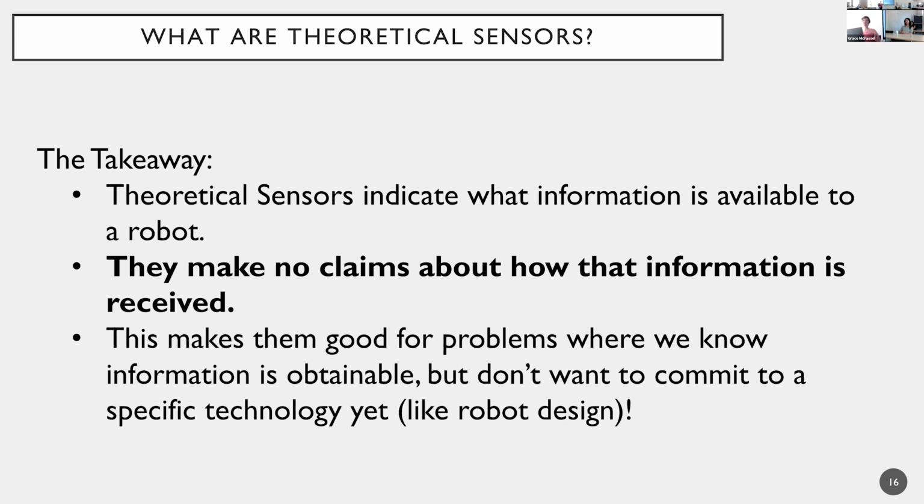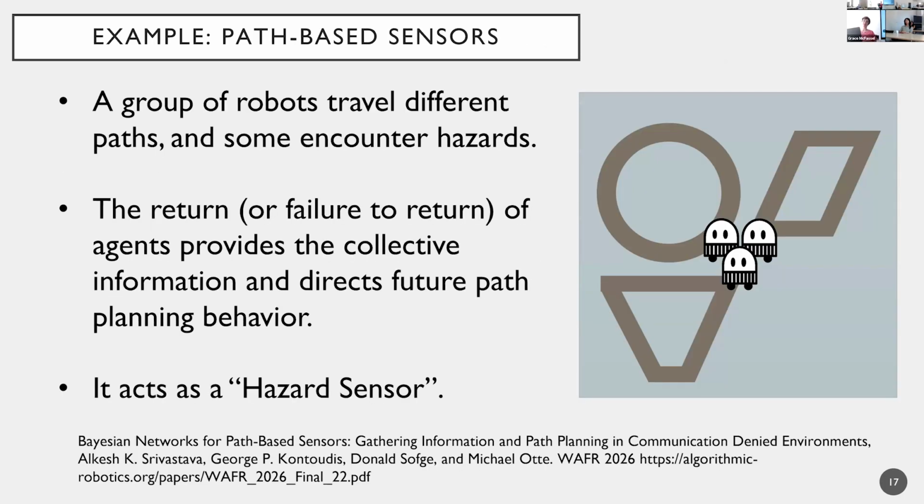So to make this a bit either more concrete or less concrete, I'm going to go through a couple of different examples in the literature of theoretical sensors, talk a bit about how they work, and hopefully you'll understand the concept by the time we get on to the next part. For the first example I'm going to present, this is work on Bayesian networks for path-based sensors. If you're interested in any of these papers, the citations are at the bottom. I highly recommend checking all of them out. They're all quite cool. But we'll start with this work that covers just how abstract theoretical sensors can be.